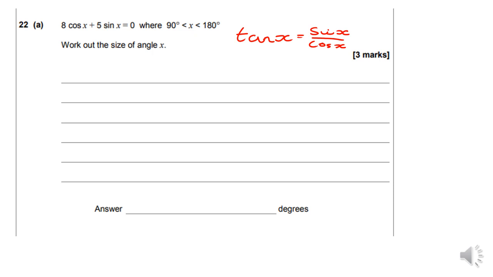So if I subtract 5 sin x from both sides, I'm going to be left with 8 cos x is equal to -5 sin x. If I then divide through by cos x, I'm left with 8 is equal to -5 sin x over cos x, which is effectively 8 being equal to -5 tan x.